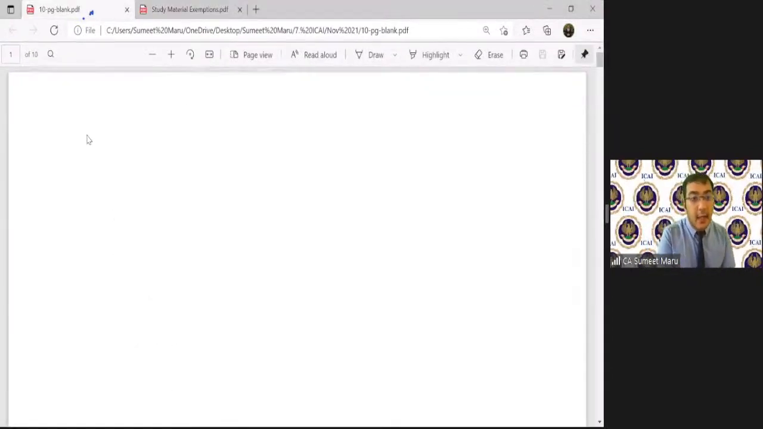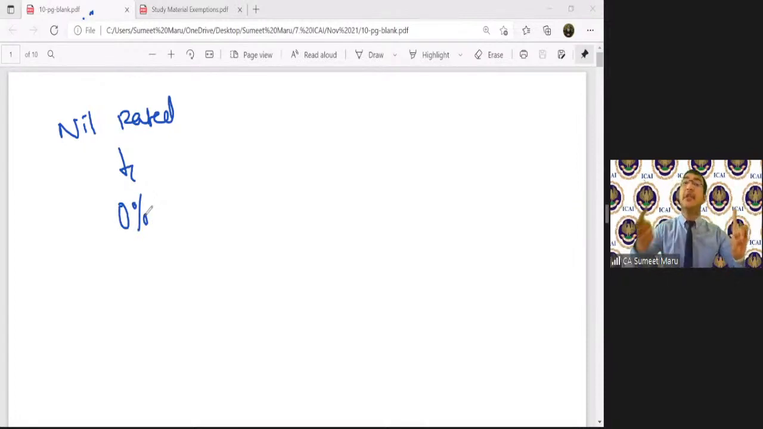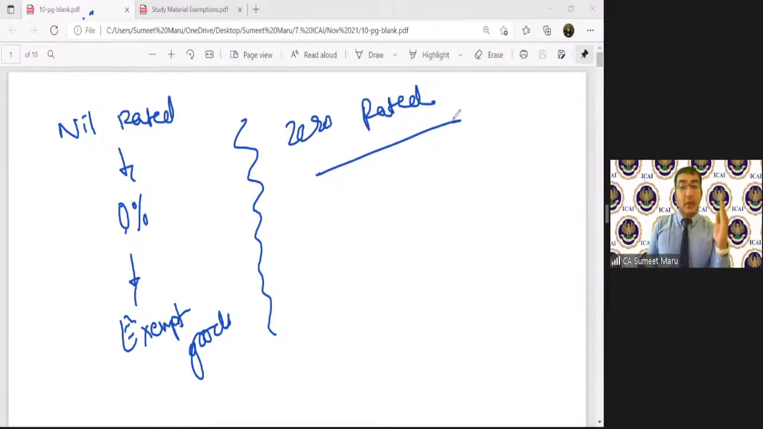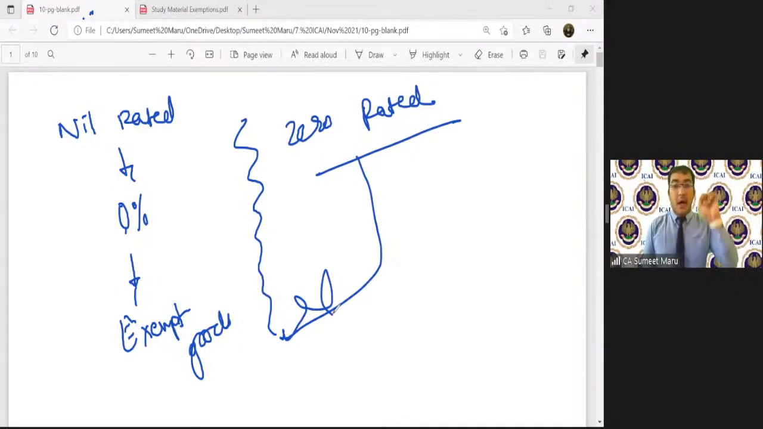Okay. Now here guys, when I am talking about nil rated, that means 0%. They are chargeable to tax but at 0%, and hence we are taking this in the definition of exempt goods. And there is a difference between nil rated and, as I said, zero rated. If you remember well, zero rated are the goods and services which are exported. So these are not specifically included in the definition of exempt goods. So please clearly remember the difference between nil rated and zero rated. Nil rated are goods taxable at 0% and hence included in exempt supply.